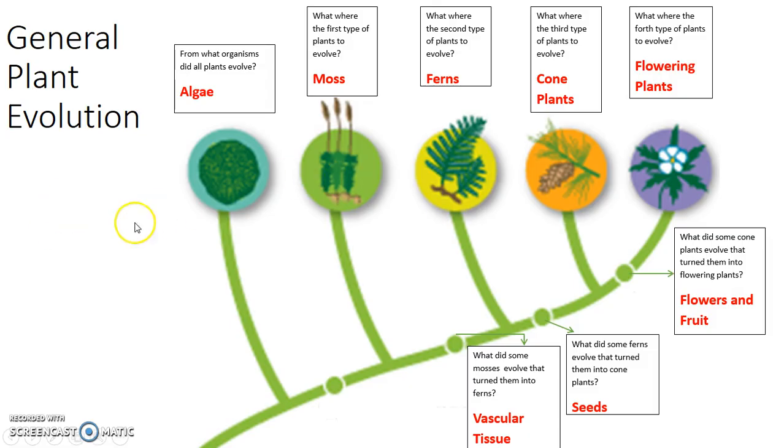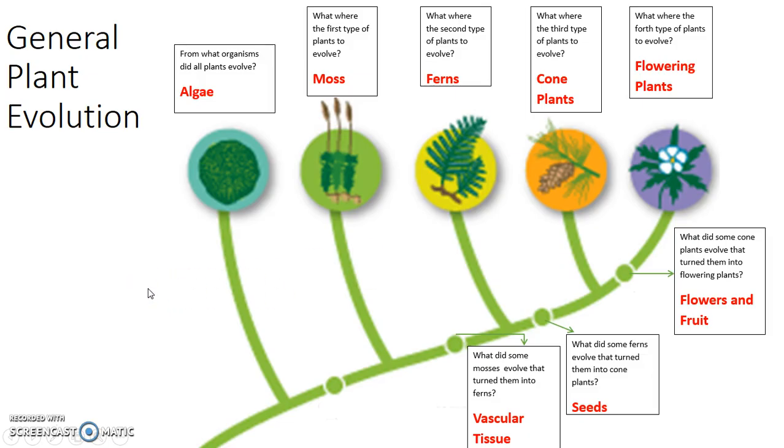So this is your basic evolutionary timeline for plants. At the beginning of time, you start with algae, and then come the moss group, followed by the fern group, followed by cone plants, and then most recently flowering plants evolved. And with each step of evolution, the existing group had to evolve something new, be it vascular tissue to turn from moss to ferns, seeds to turn from ferns to cone plants, and flowers and fruits to turn from gymnosperms to angiosperms.